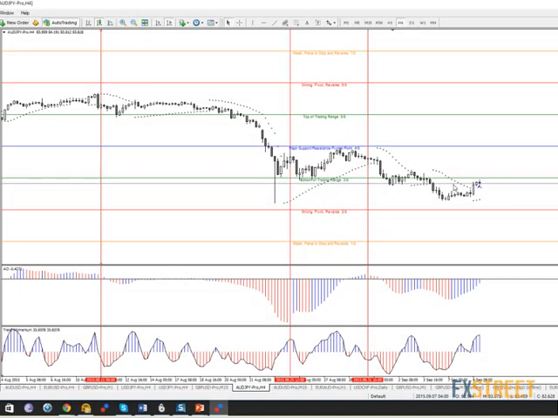1 plus 3 is 4. 3 plus 4 is 7. 4 plus 7 is 11. 11 plus 7 is 18. Past, present, future. Fibonacci ratio. Everything in the universe is connected.